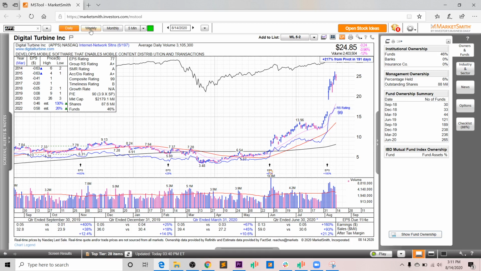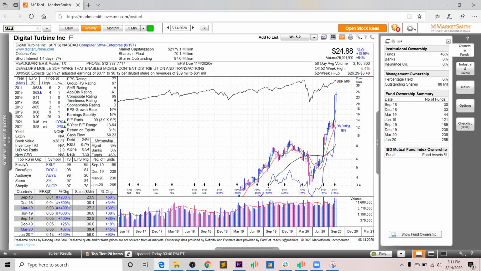And overall, going over to a weekly chart, you can see a few more quarters of that excellent growth in terms of both earnings and sales. And overall, you can see that the up-down volume ratio is a very strong 2.9, and that return on equity is a very good 31% as well. So that's a quick look at the fundamentals, and overall, the IBD ratings are very strong.